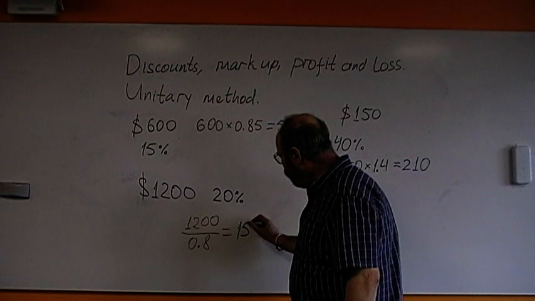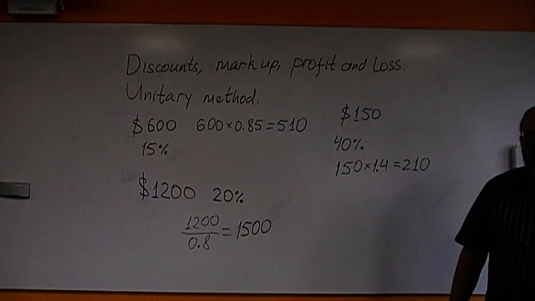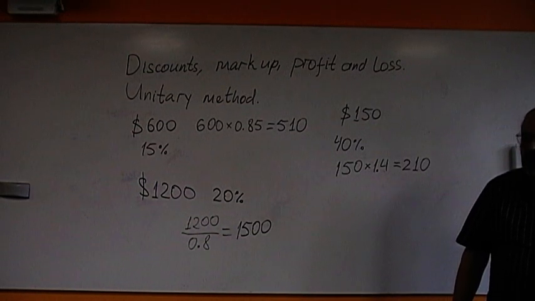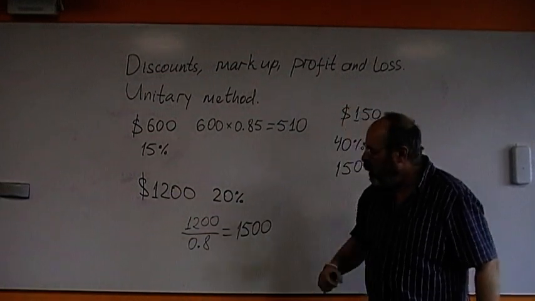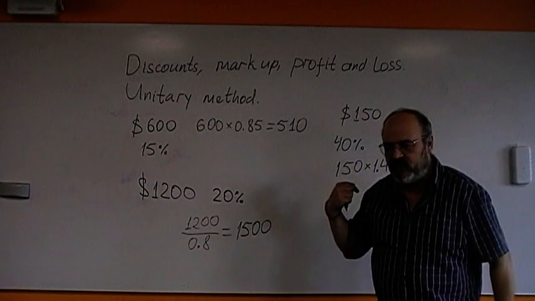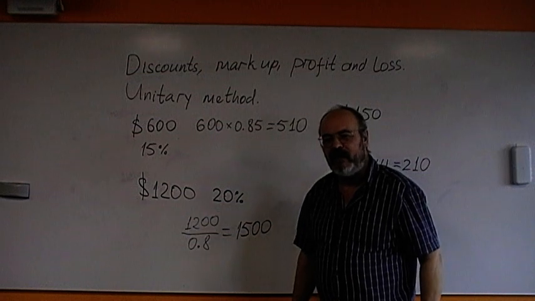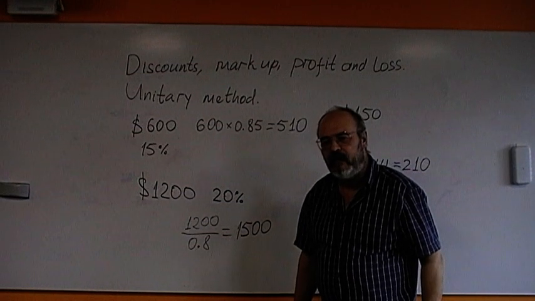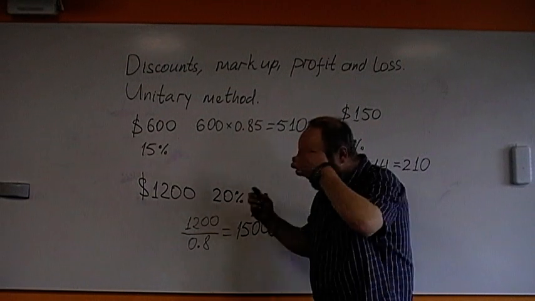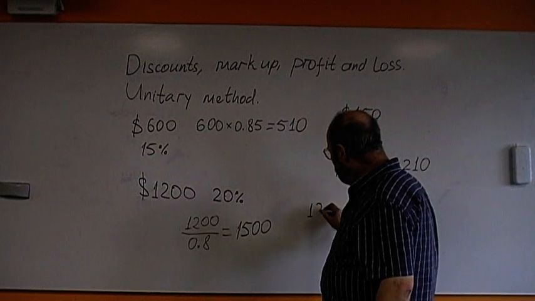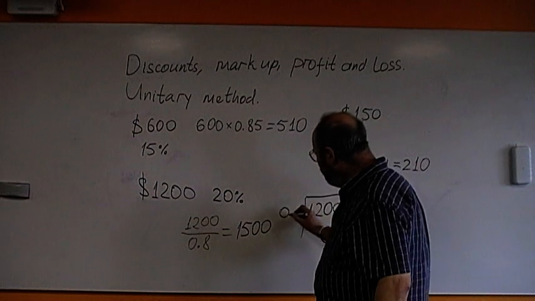That gives 1,500. Did you say you always divide by the original price? We're not dividing by the original price, and we're not calculating percentage change. We're working backwards, finding the original price from the discounted price. Could you please do the math for 1,200 divided by 0.8?